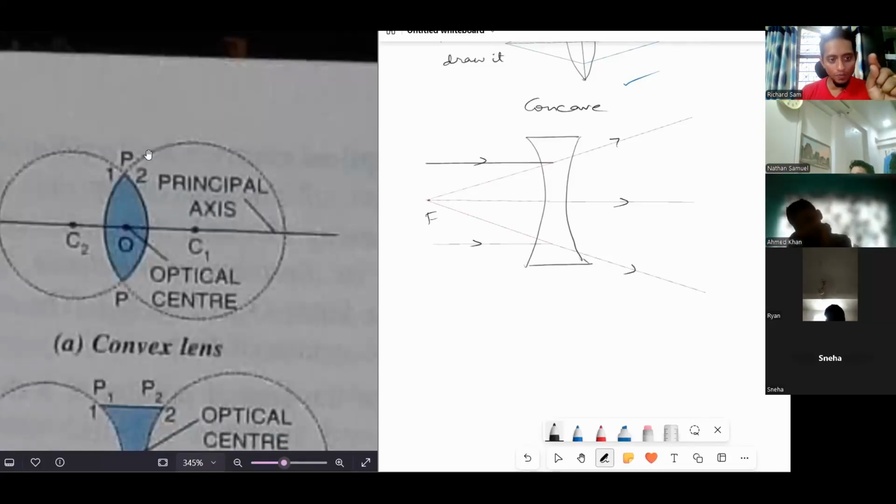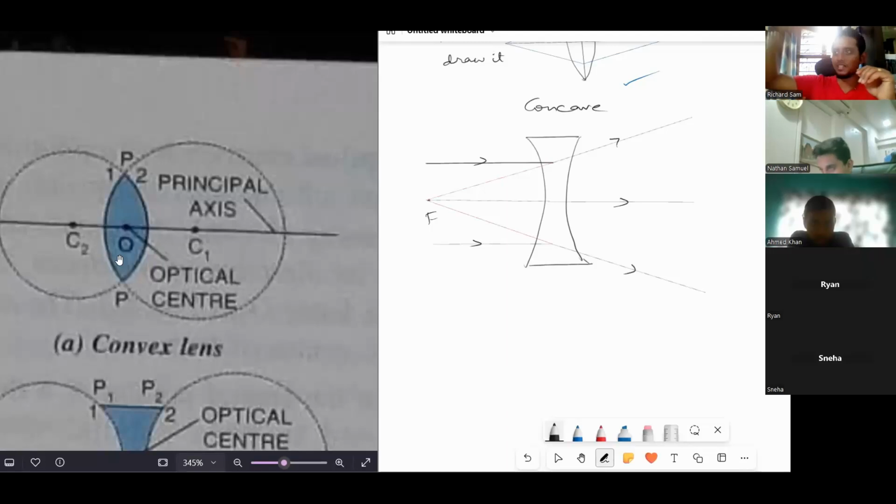Okay. So the center of this circle, of which the lens was originally a part of, is called the center of curvature. What is center of curvature? It's the center of the sphere of which the lens was a part of. Maybe it was not part of it, they made it just like that. But it's an imaginary sphere that you have to imagine. And the center of that sphere is the center of curvature.